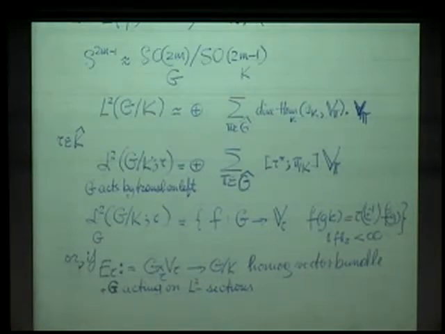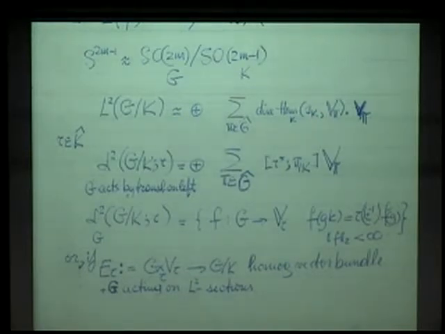is a sum of representations, where G acts by translation on the left by x minus 1, of all representations V_pi that contain the trivial representation of K. So this is Frobenius reciprocity.